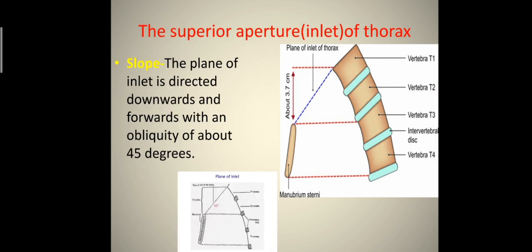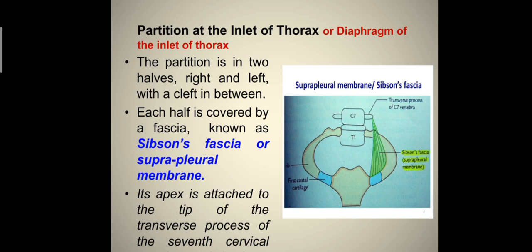So the slope of the thoracic inlet, the plane of the thoracic inlet, is directed downwards and forward with an obliquity of about 45 degrees. The boundaries of the thoracic inlet are: anteriorly the superior border of the manubrium sterni, posteriorly the superior surface of the T1 vertebra, and on both sides the inner border of the first rib and cartilage.